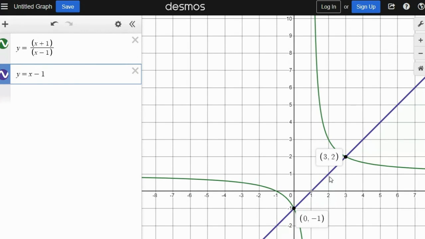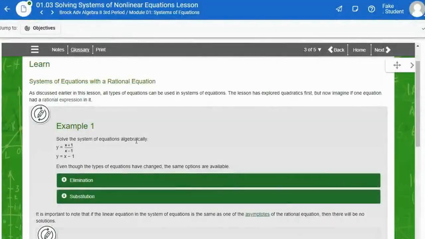So again, we've done rational equations, we've done quadratic equations, we've done linear equations, any combination of them. We can do them by elimination or substitution. It's just a little different math. It's all working out pretty nicely.